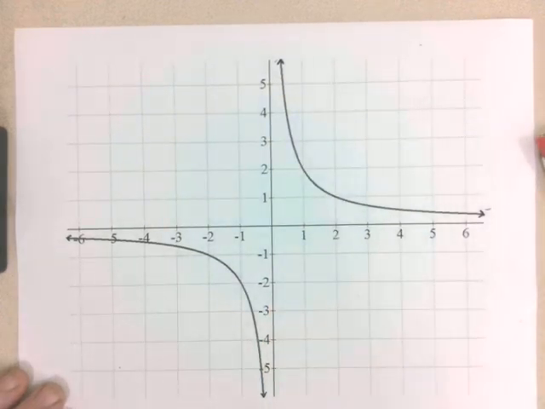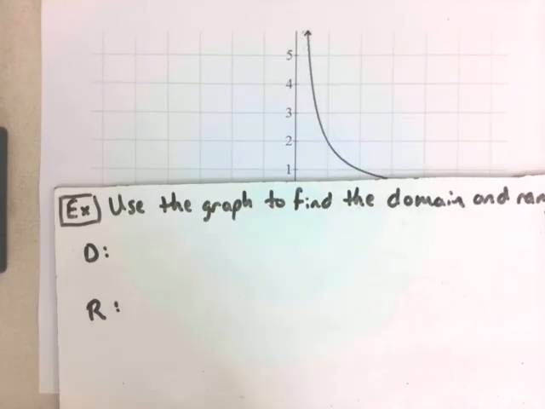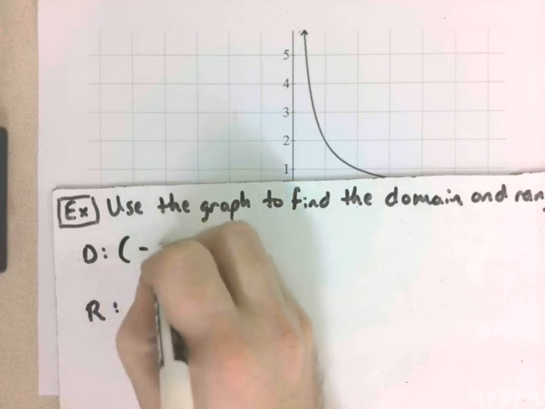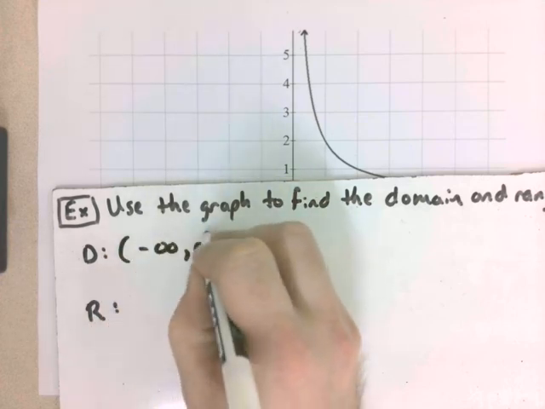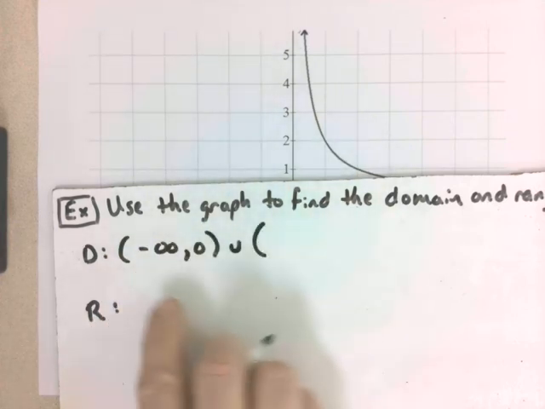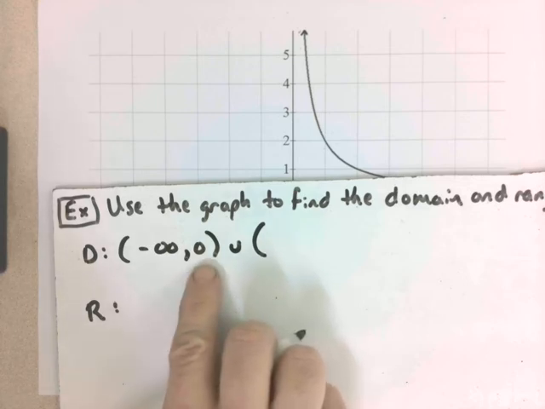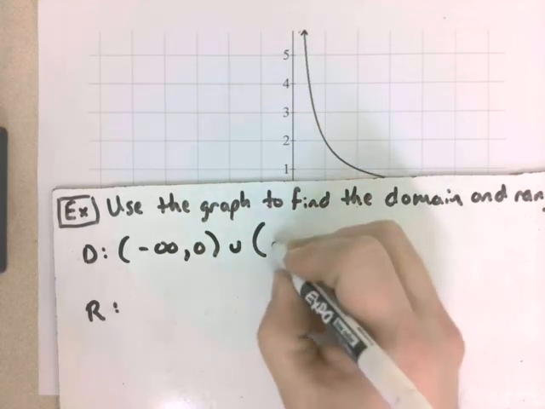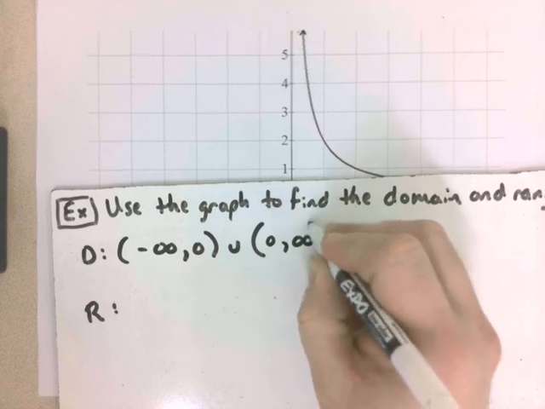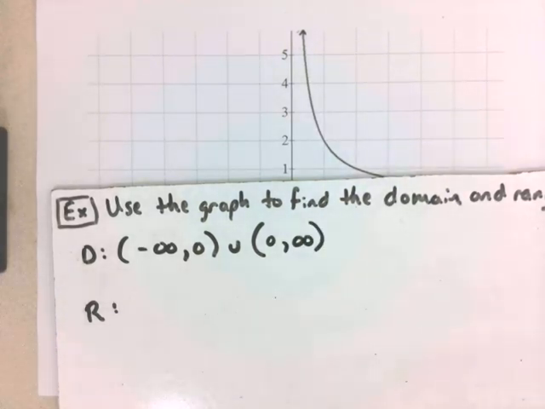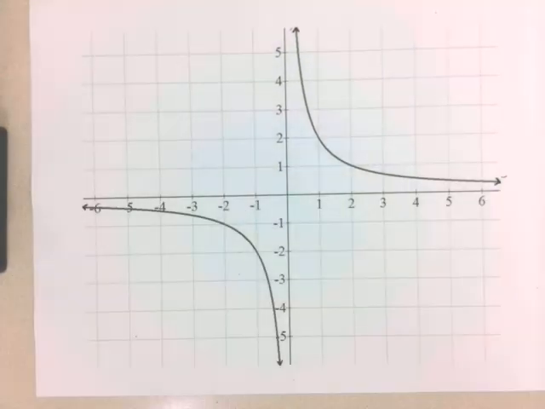So kind of like that first example we looked at, there's 2 parts to our domain. There's the left part, which goes from -infinity and then gets close to an x-coordinate of 0, and then starts up on the other side of the y-axis and goes from just over to the right of 0 and then forever to the right.